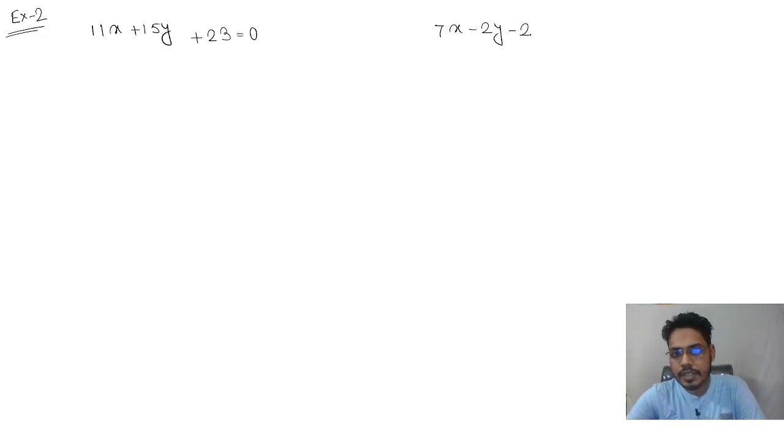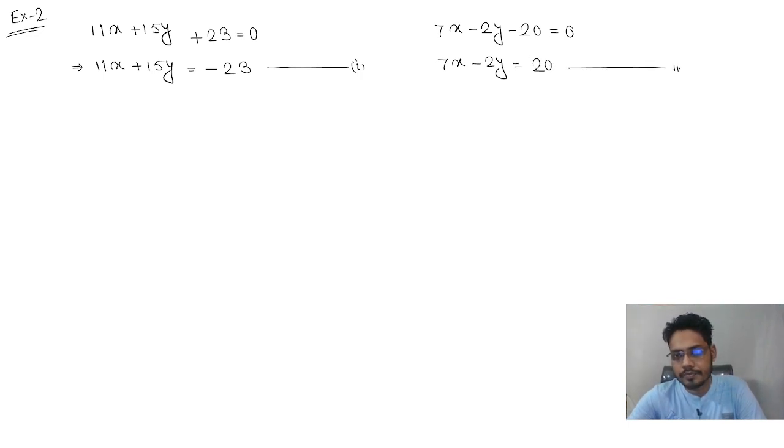Suppose in example number 2 it is given that 11x plus 15y plus 23 is equal to 0. That is one equation. Another equation is 7x minus 2y minus 20 is equal to 0. So how can we write this? It is 11x plus 15y is equal to minus 23, and that should be equation number 1. And 7x minus 2y is equal to 20. That should be equation number 2.